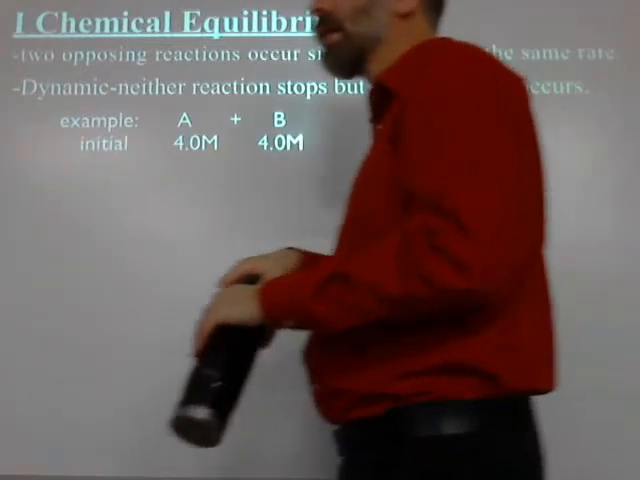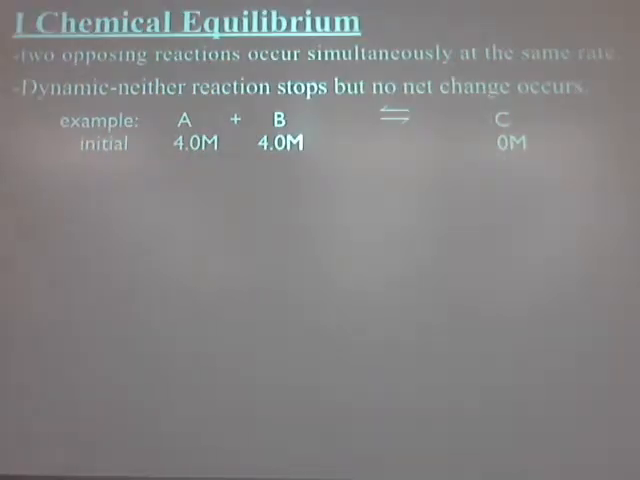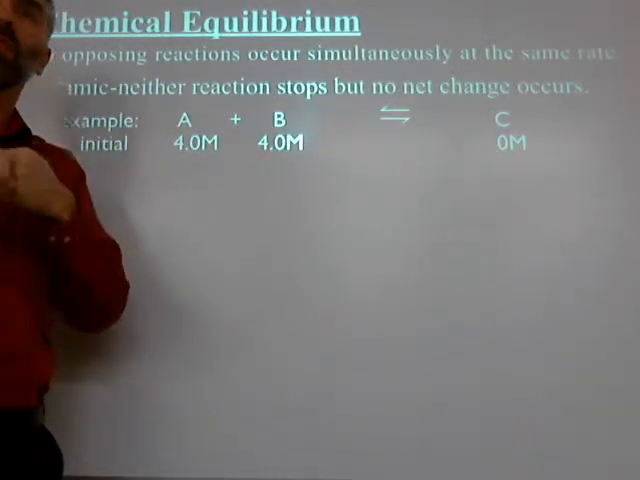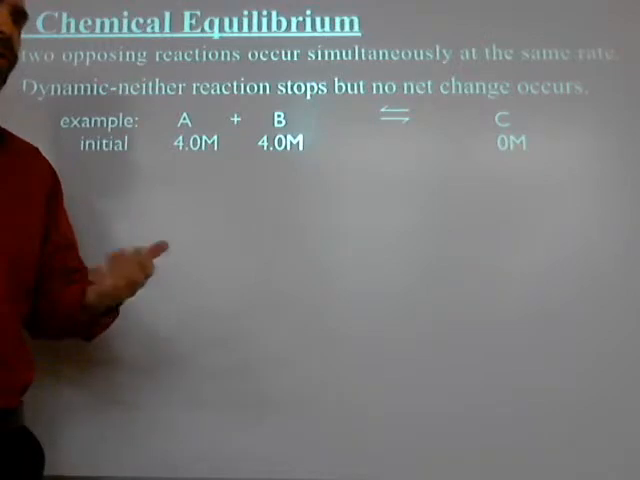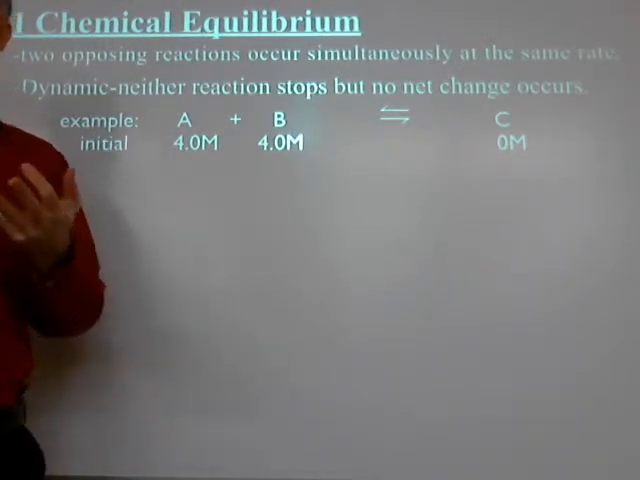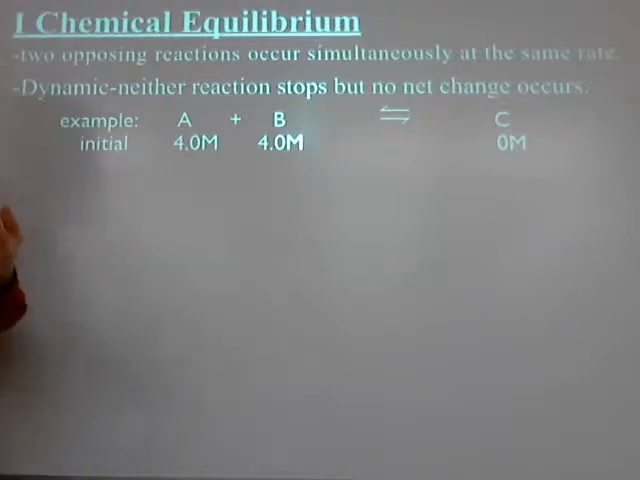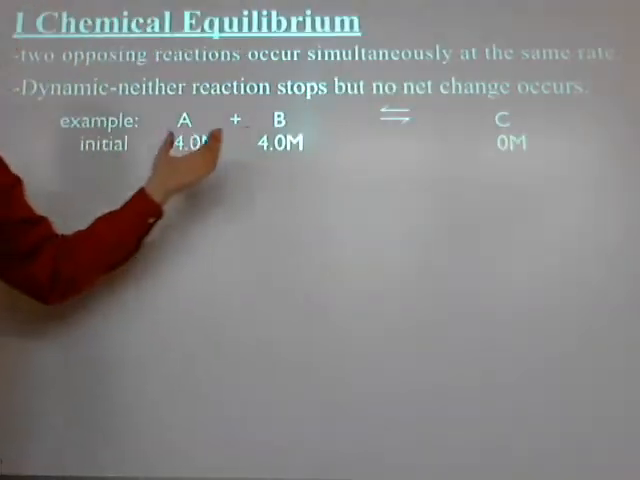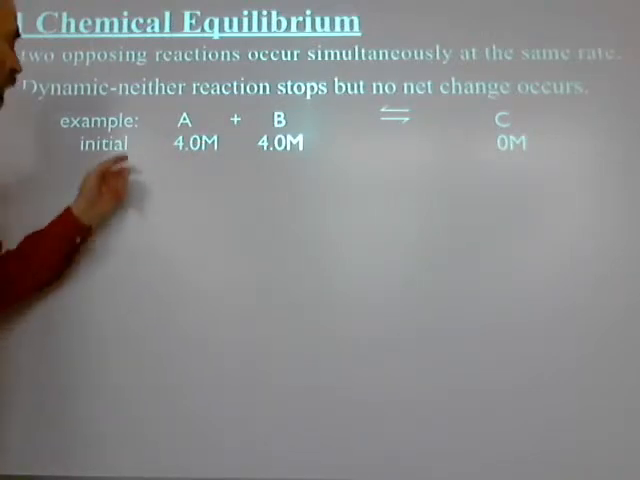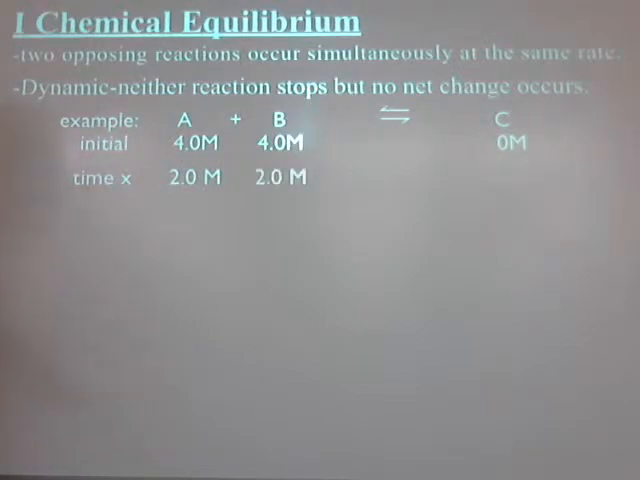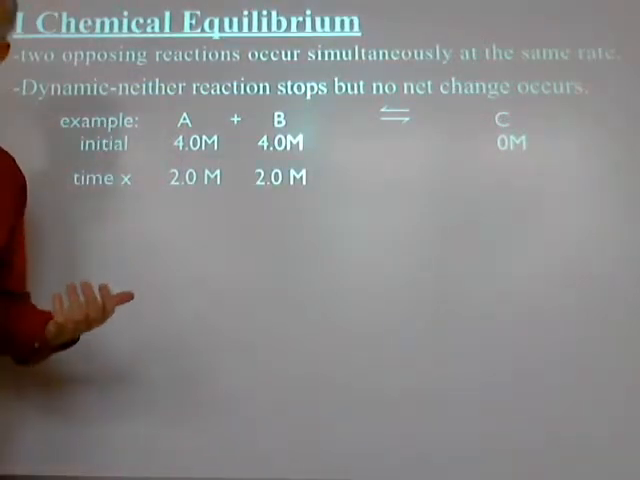Now, let's wait a certain amount of time. In the beginning, when I only have A and B, they are going to be smashing into each other very often. Remember the collision theory. Effective collision: you need to hit with enough energy and the right orientation. Well, if it's all A and B and there's no C, then they're going to be hitting pretty often. So at first, after time x, let's say I've used up half of A and B. How much C did I make?